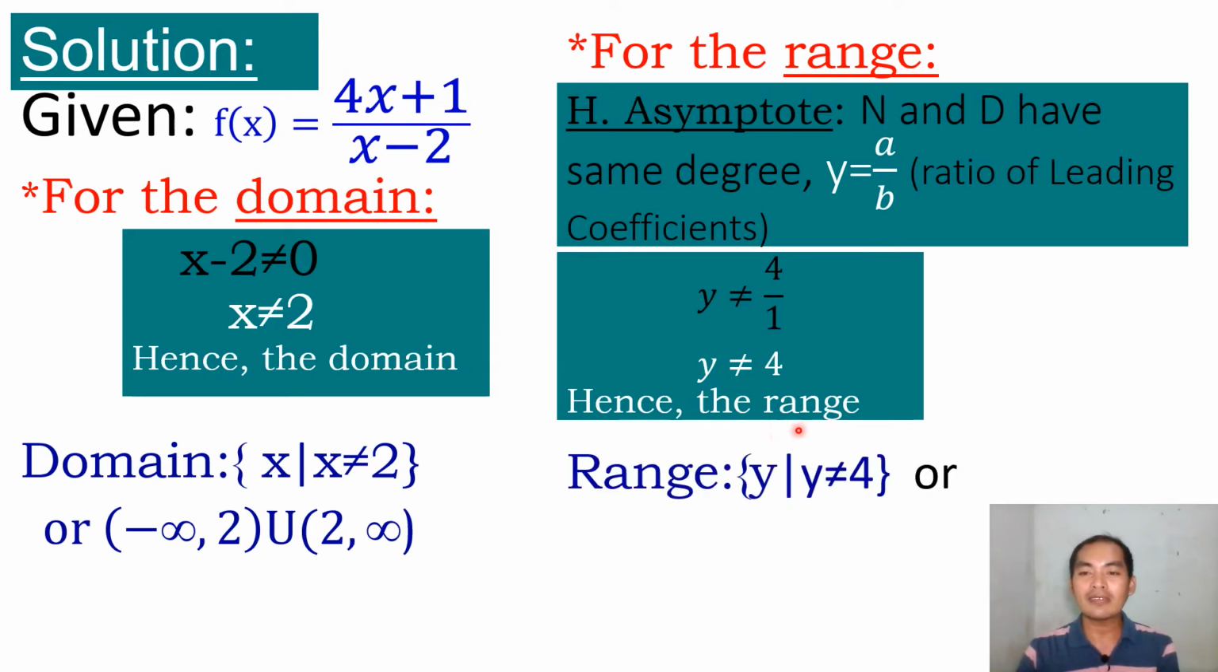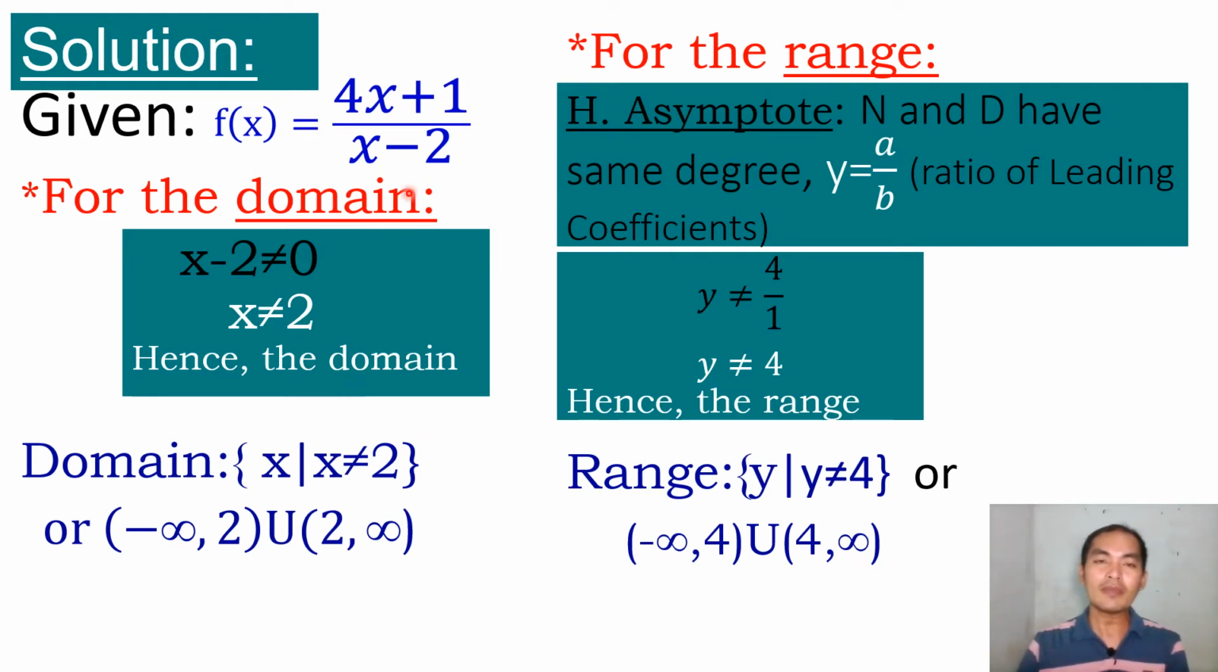Therefore, how to write the range? The set of all y such that y is not equal to 4. Or, that is, an open interval from negative infinity to 4 union open interval from 4 to positive infinity.